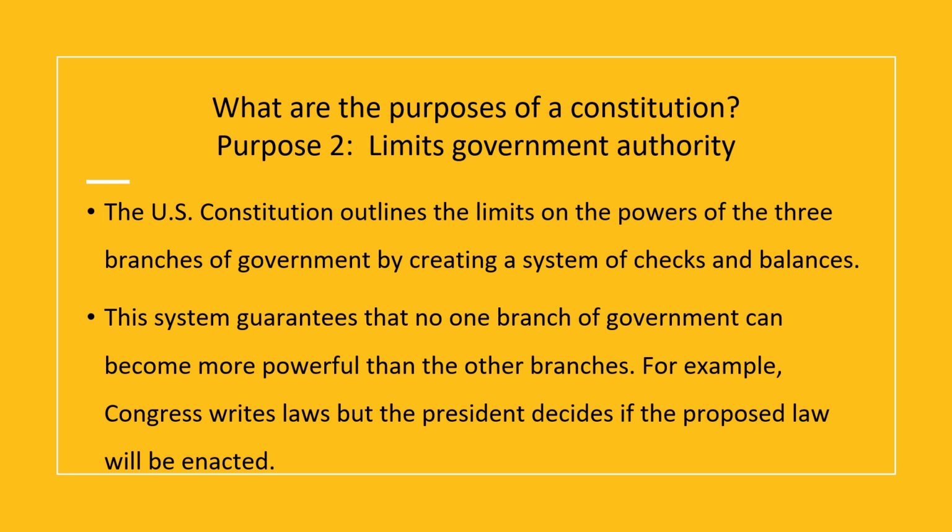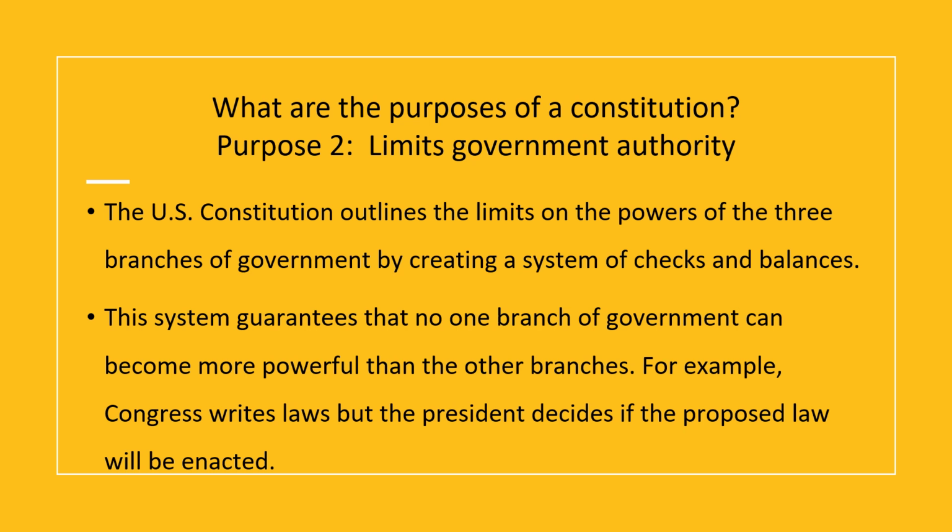A second purpose of a constitution is that it limits government authority. The U.S. Constitution outlines the limits on the powers of the 3 branches of government by creating a system of checks and balances. Checks and balances is that one branch of government can impact how one or more branches of government function and do their job. This system of checks and balances guarantees that no one branch of government can become more powerful than the other branches. For example, Congress writes the laws, but the president decides if the proposed law will be enacted.